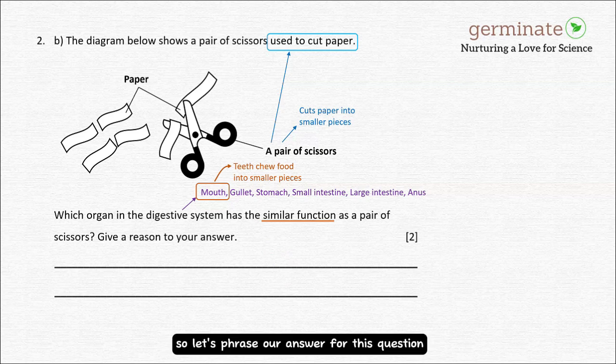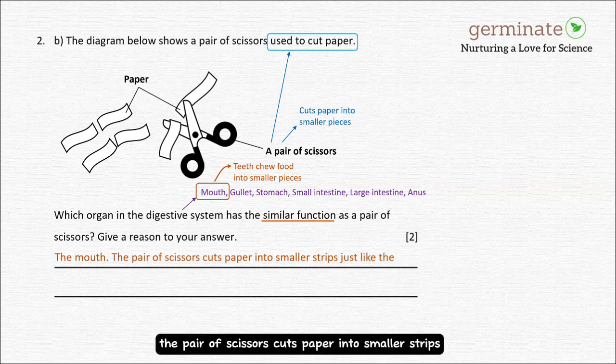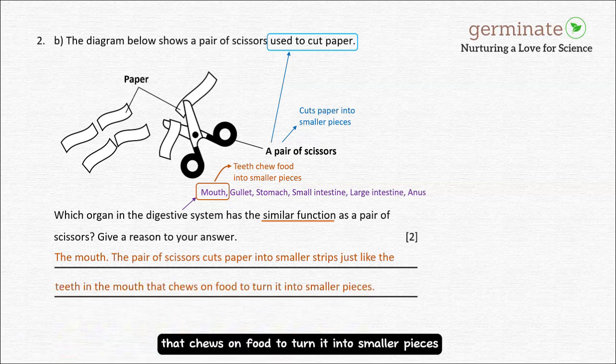So, let's phrase our answer for this question. The mouth. The pair of scissors cuts paper into smaller strips, just like the teeth in the mouth that chews on food to turn it into smaller pieces.